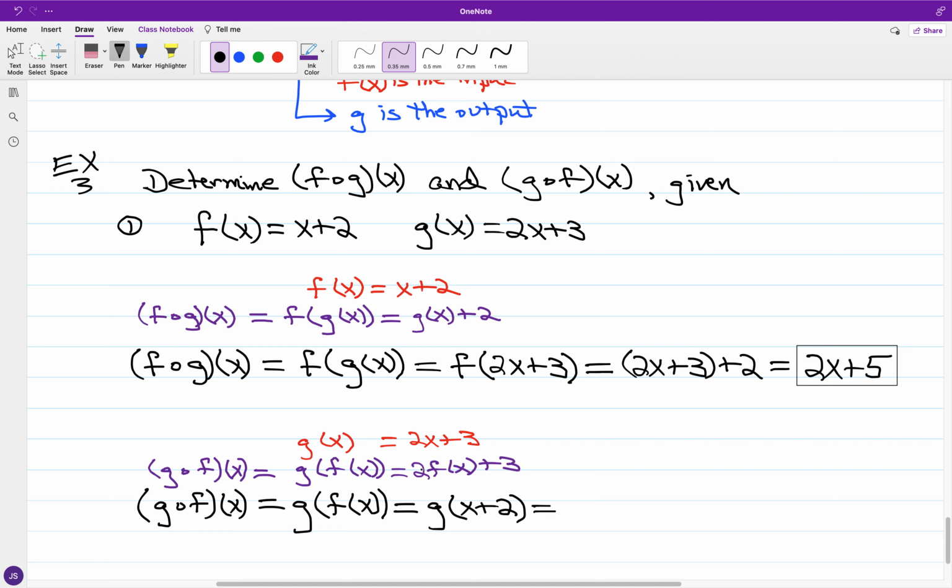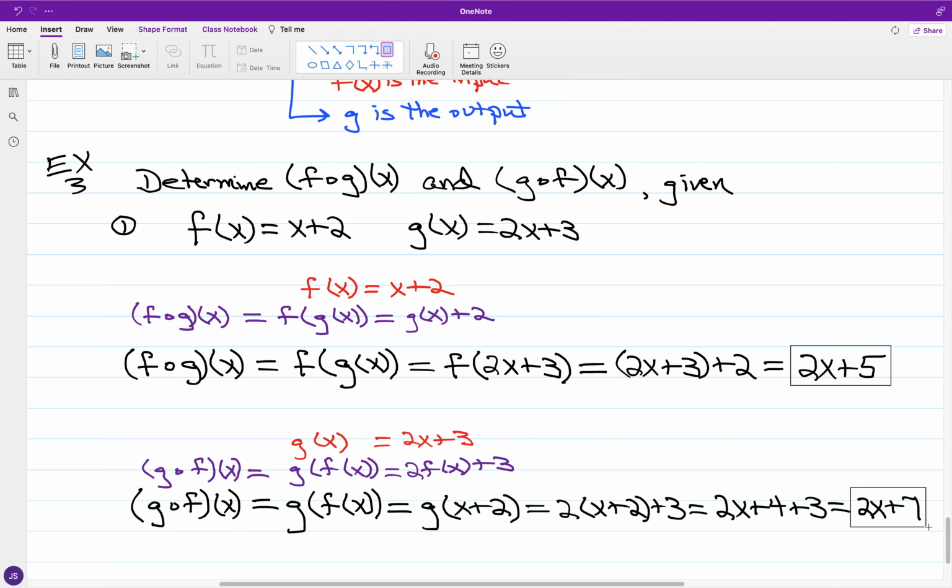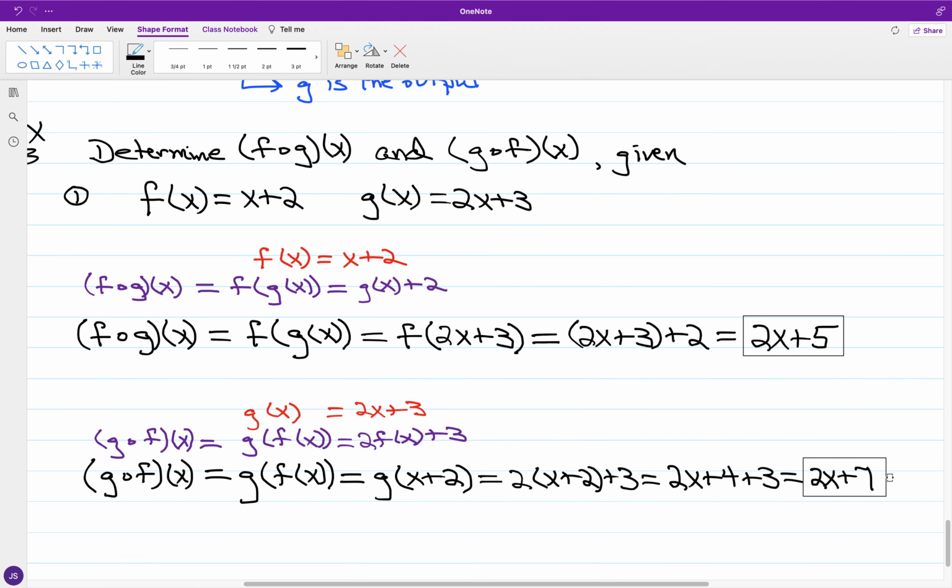And so 2 times f of x plus 3, that's going to be 2 times all of x plus 2, followed by the addition of 3, and upon distributing, you have 2x plus 4, followed by the addition of 3. And so that's going to come out equal to 2x plus 7. Okay, so these are the compositions that we have here.